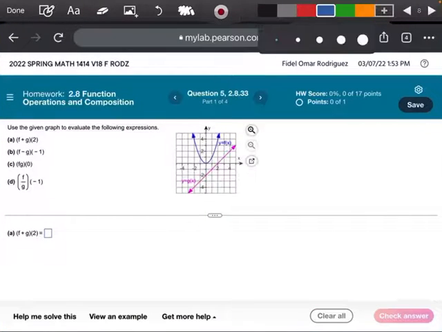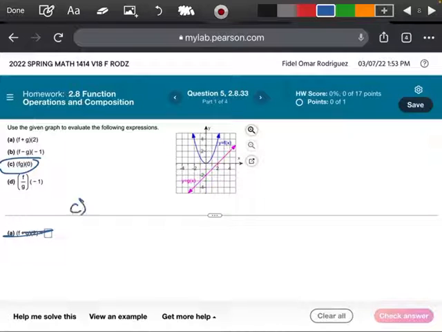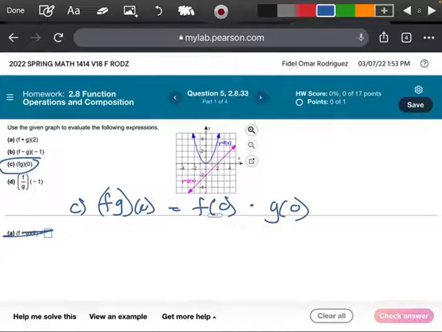Okay, let's do part C. All right, so now I'm going to do part C. It says f times g of 0. So what we're going to do is we're going to find f of 0, we're going to find g of 0, and we're going to multiply them together. Okay? So look, let's find f of 0.